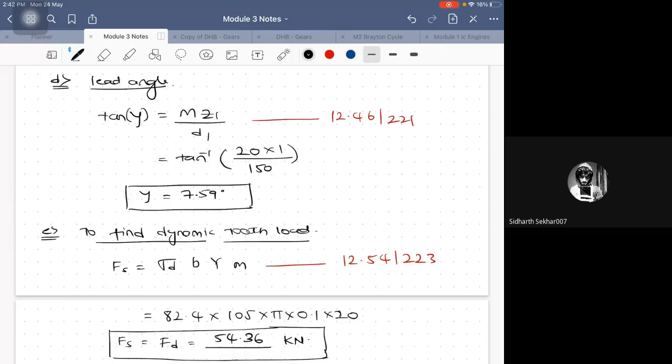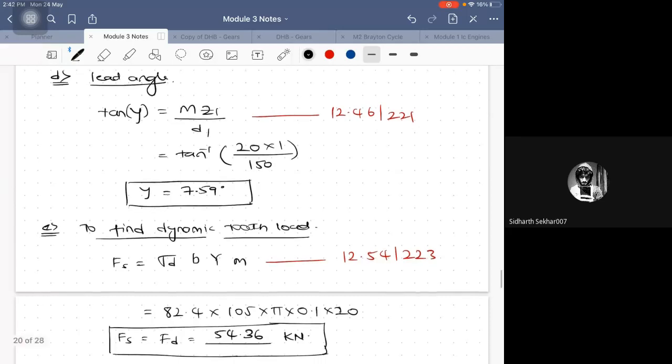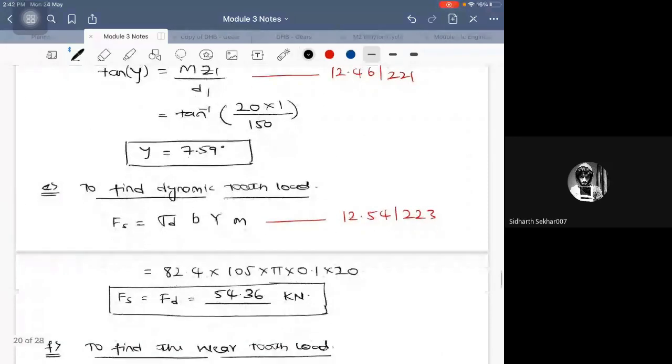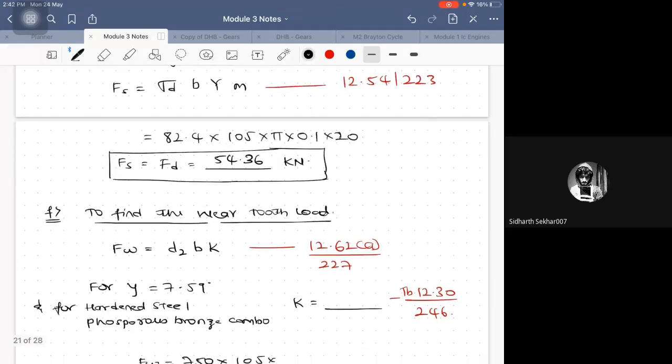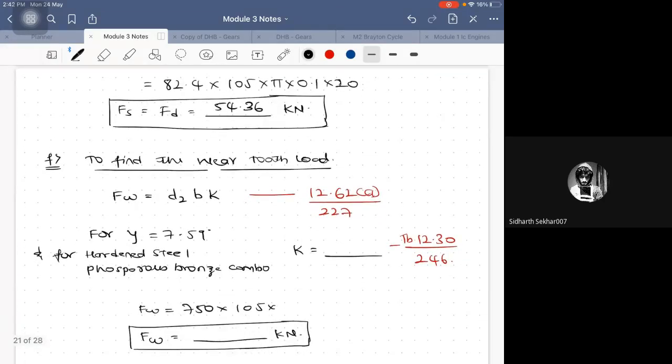Yes, sir. Calculate the wear load. How do you calculate the wear load? Using which expression do you calculate the wear load? Calculate it. No, sir, calculate. Calculate the wear load. So you can use expression number 12.62a in the page number 227 there.